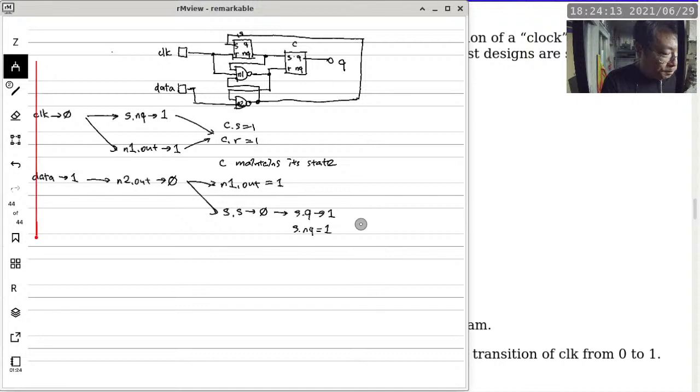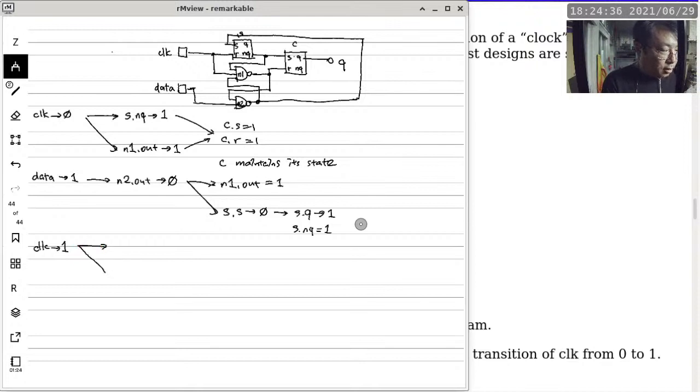So the next one is going to be the clock pin going from a 0 to a 1. And now we want to see what's going to happen, because this really is the crucial step. This is why this circuit is called a clocked or edge-sensitive D flip-flop. Okay, so this is going to be important.